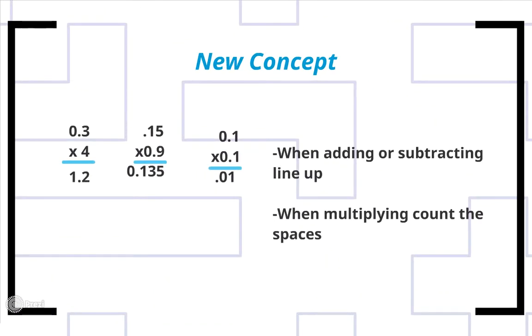All right, so here's our new concept. What we're going to be doing in this lesson is multiplying decimals. When we add and subtract decimals, we have to line everything up so that the decimal falls in place with whatever we lined up. But when we multiply decimals, we have to count the spaces.